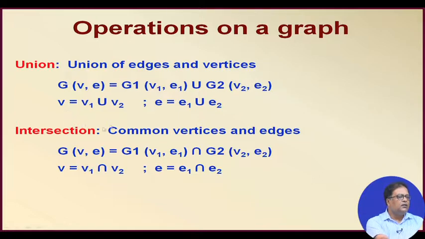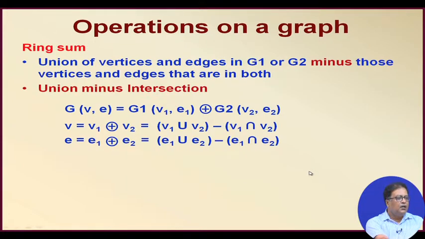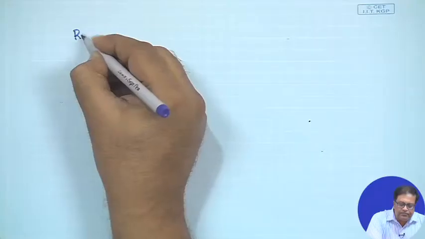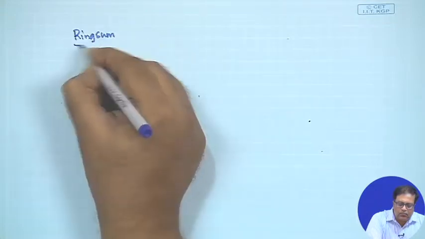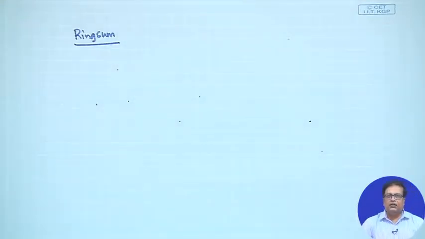These are simple concepts about union and intersection. The only thing is that the union operator applies to both vertices and edges, and the intersection operator also operates on both vertices and edges. Now comes a very important and very interesting graph theoretic operation, which is called the ring sum.